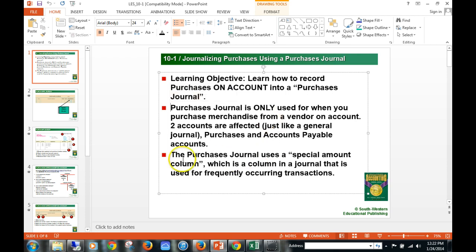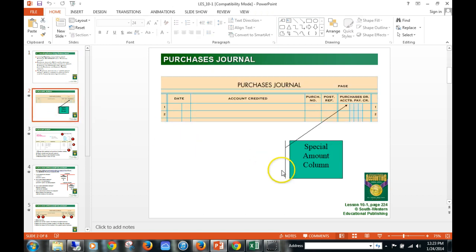The purchases journal also uses a special amount column, which is a column in a journal that is used for frequently occurring transactions. Since it's the purchases journal, it's always going to be the accounts payable and purchases accounts that are affected. We only need one column, and we only need to enter that onto one line instead of like the general journal where we entered it on 2 lines. So let's take a look at the purchases journal here.